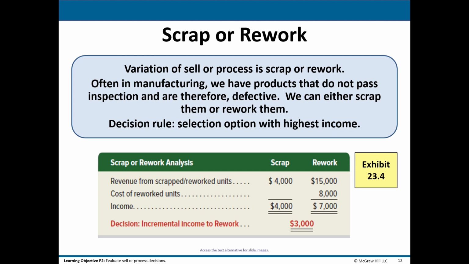Well, the $10,000 manufacturing cost is already incurred, so remember what that is? A sunk cost. It's irrelevant. The $4,000 revenue from scrap is the opportunity cost of reworking, so therefore it is relevant. The analysis is in this exhibit shown here on this slide, 23.4. Fast Track should rework the units and they would obtain $3,000 of incremental income. So see, that's the $7,000 minus the $4,000 if they would have scrapped it. So that's a $3,000 incremental income if they rework it.